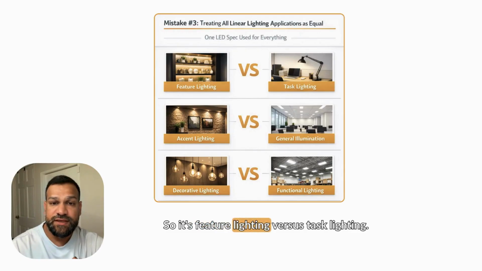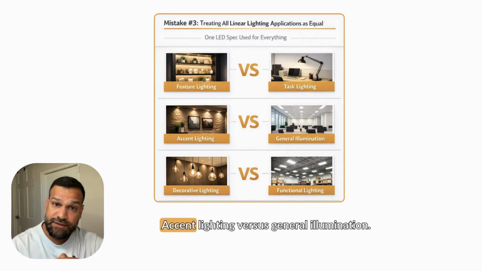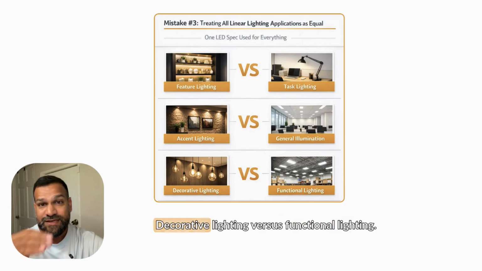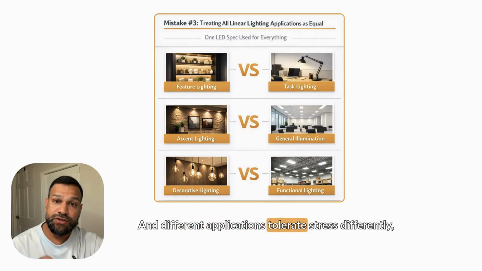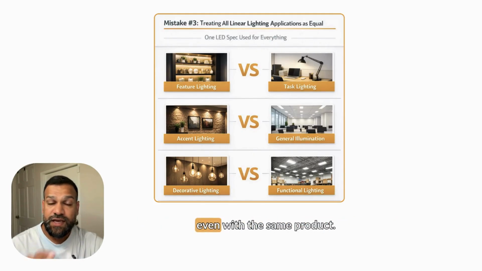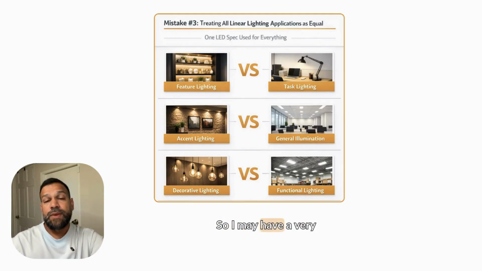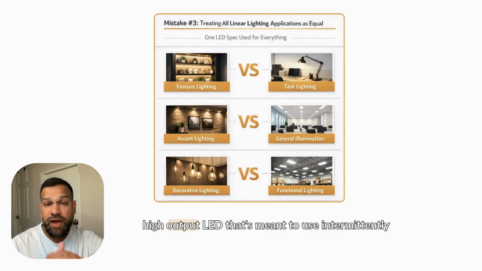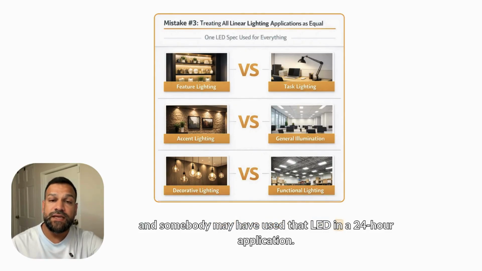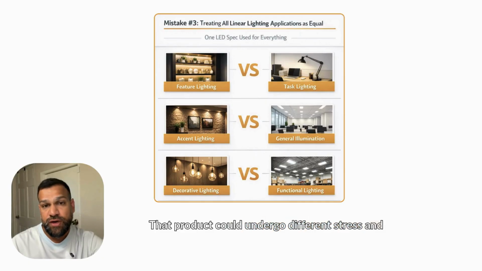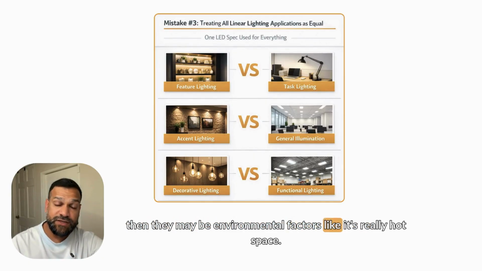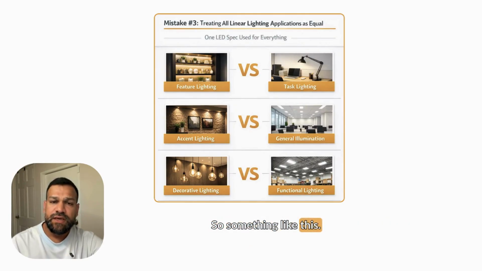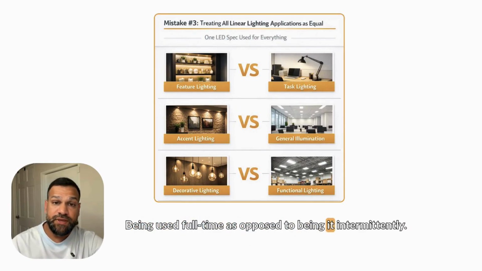So it's feature lighting versus task lighting, accent lighting versus general illumination, decorative lighting versus functional lighting. And different applications tolerate stress differently, even with the same product. I may have a very high output LED that's meant to be used intermittently, and somebody may use that LED in a 24-hour application. That product could undergo different stress, and there may be environmental factors, like a really hot space, with it being used full time as opposed to intermittently.